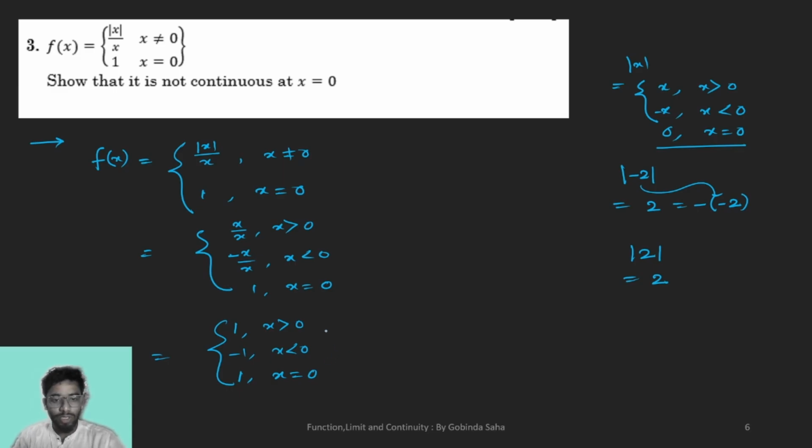So depending on these three values, we will check whether the given f(x) is continuous. We have to show it is not continuous. So let us find the left hand limit and right hand limit at the point x equals 0. If you find the limit as x tends to 0 plus of f(x), you can write here, to check continuity on x equals 0.